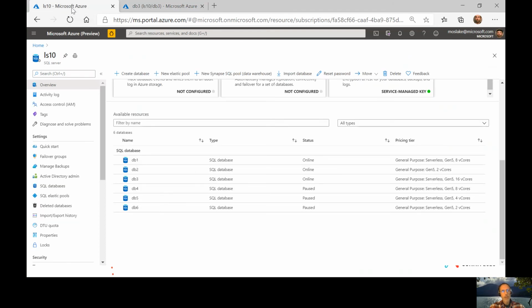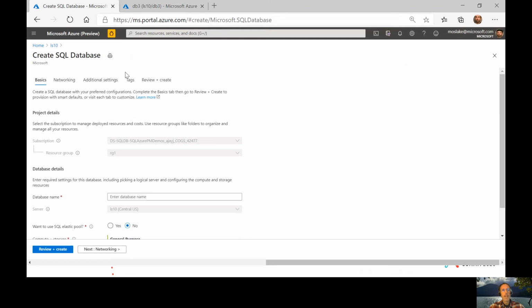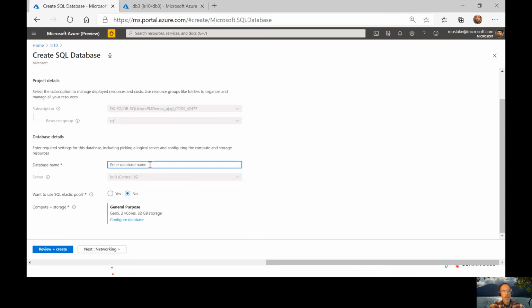So here I'm showing the Azure portal and a logical server that contains 6 databases. Many of these databases are serverless, and some of them are paused. But what I'd like to do is create a new database in serverless. So I'll click the button called plus create database. And this will bring up a page that's largely pre-filled with database metadata. And so all I really need to do at this point is specify the database name. Let's call it MyDB.